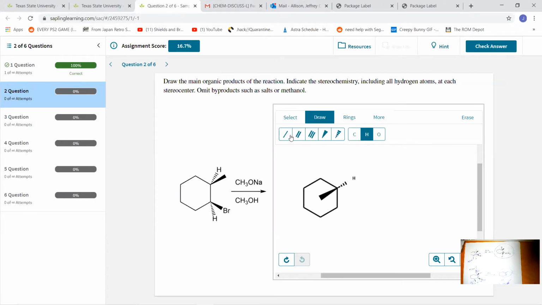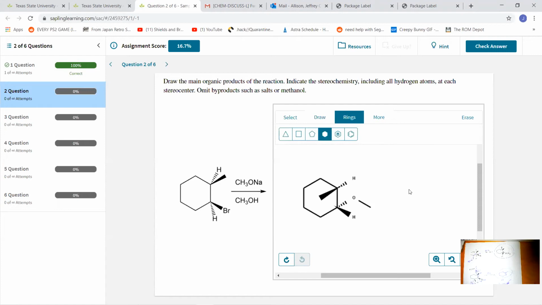Okay, now the other group, which should have inversion of configuration, so that means the hydrogen group should now be wedged up. Should put a hydrogen there. And then now the other group is going to be dashed away from us. So there's going to be an oxygen there and a bond to the CH3. Now, notice that over here, they're using CH3 for this right here, and they're not showing the hydrogen. So I'm going to do the same thing here, and that should be okay.